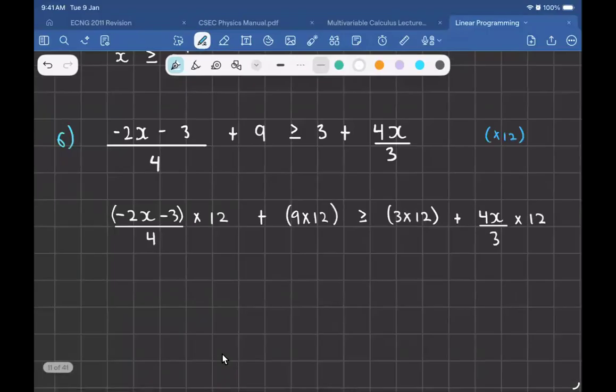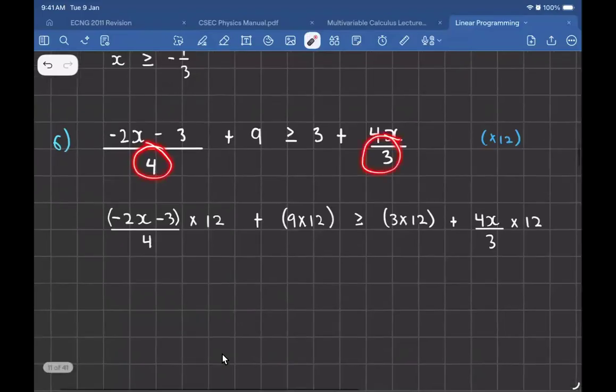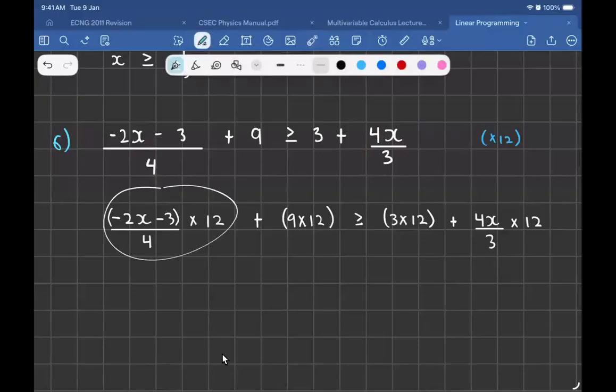Before I tell you the answer, do you think you could understand why we multiply everything by 12? Look at the fractions. Because 4 and 3 could both go into 12. And would they leave a fraction or a whole number? They'll leave a whole number. And that's what we want. We want to get rid of the fractions. So let's look at this part over here. 4 could go into 4 one time, and 4 could go into 12 how many times? 3 times.